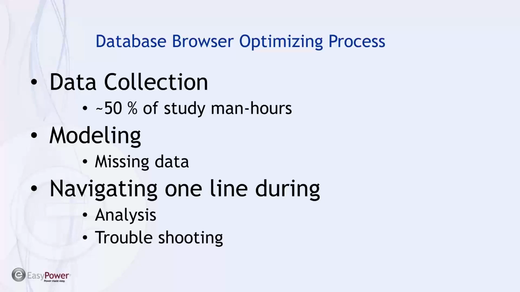Frequently, data collection occupies 50% of the man hours required to do a study. And then the other 50% in the modeling and navigating the one line during analysis and troubleshooting. And so to optimize the process, you want to make each of these sections as efficient as possible. And data collection is necessary, and it's more difficult in an older system, an older facility. And so it's difficult to make that more efficient other than doing multiple site visits.